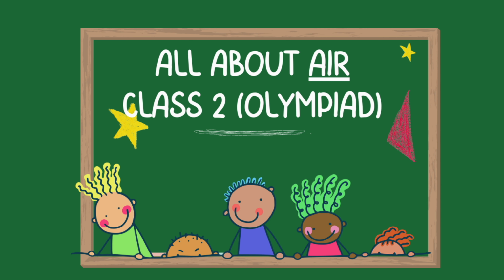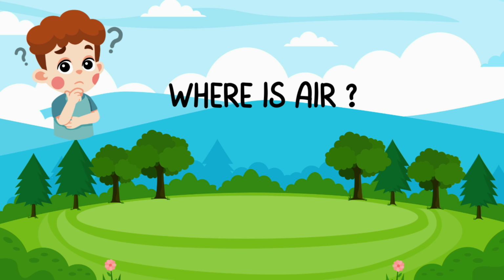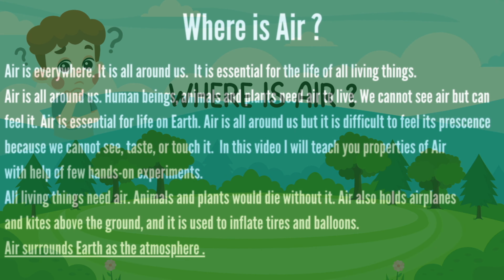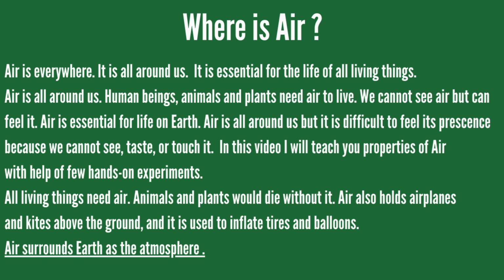Kids, today's video is all about air. Can you guess where is air? Kids, air is everywhere. It is all around us. It is essential for the life of all living things. Human beings, animals, plants need air to live. We cannot see air but can feel it. Air is essential for life on the earth.